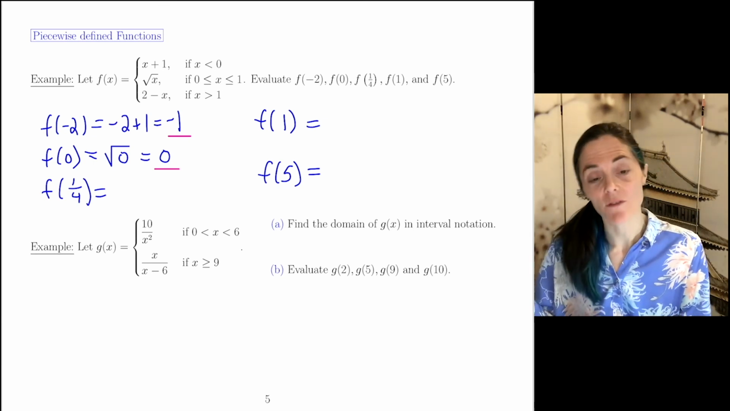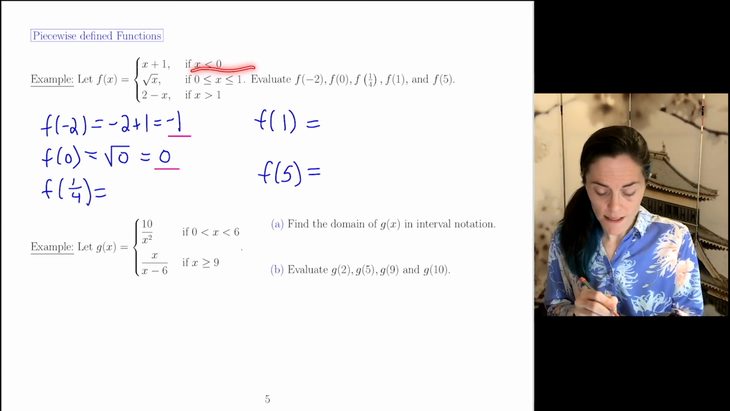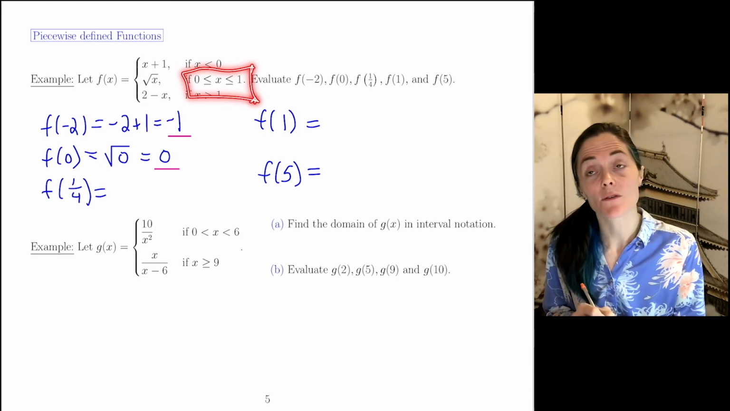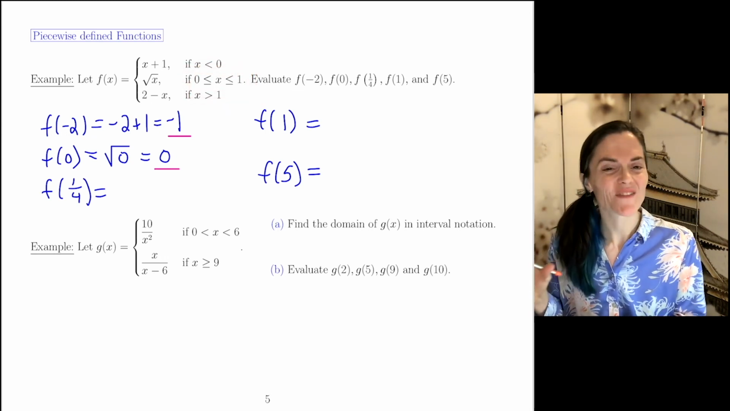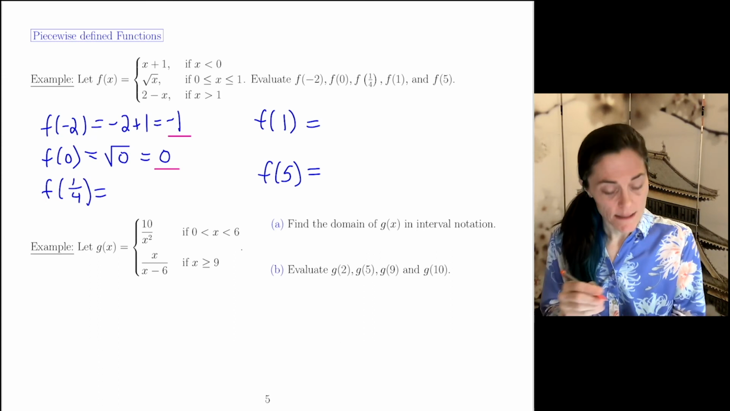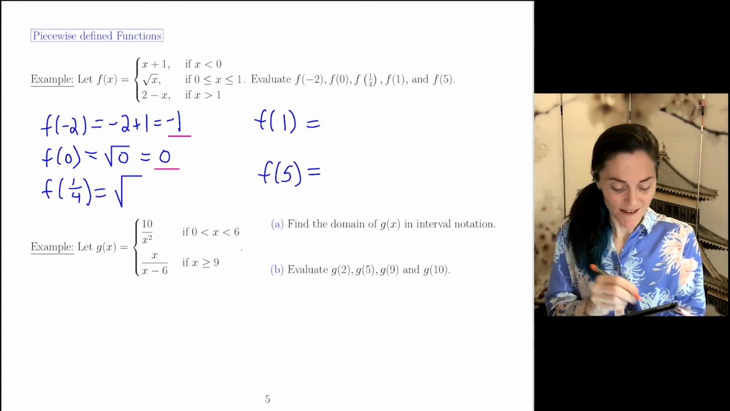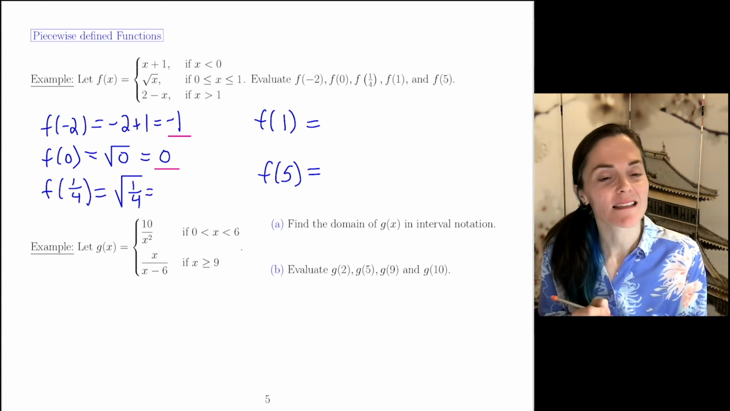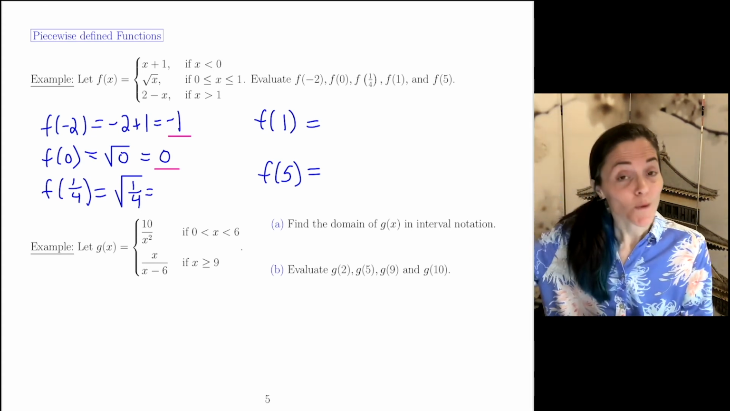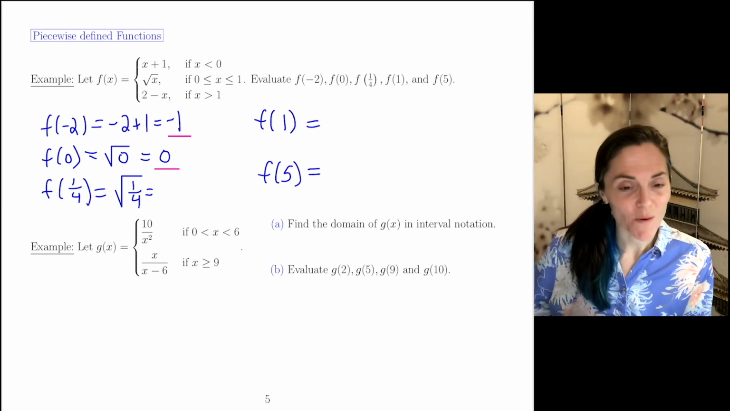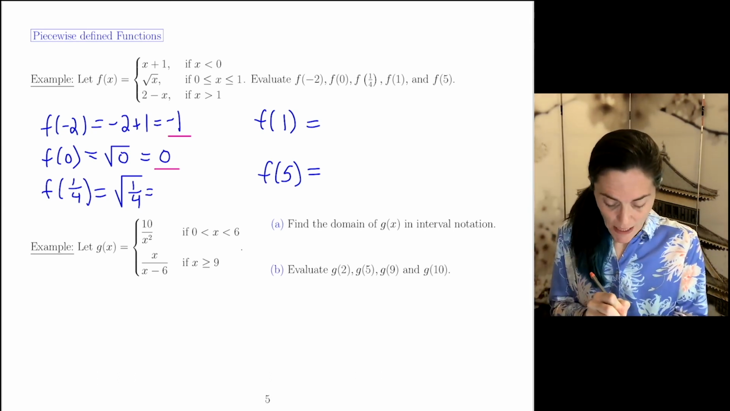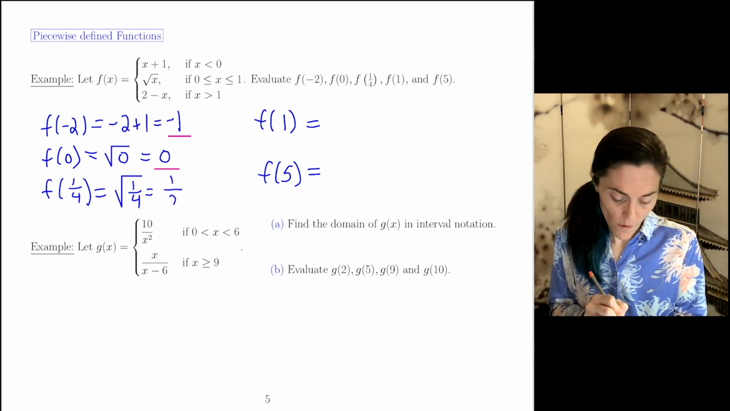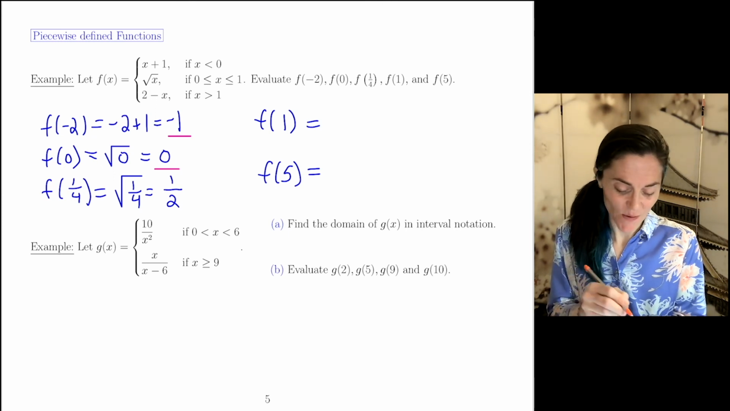Next one, f of a fourth. Well, a fourth is also between 0 and 1, closed, including the endpoints. And so we take the square root of 1/4, which is, let's see, you could take the square root of the numerator divided by the square root of the denominator. This would be 1 over the square root of 4, and the square root of 4 is 2. So this is 1/2.